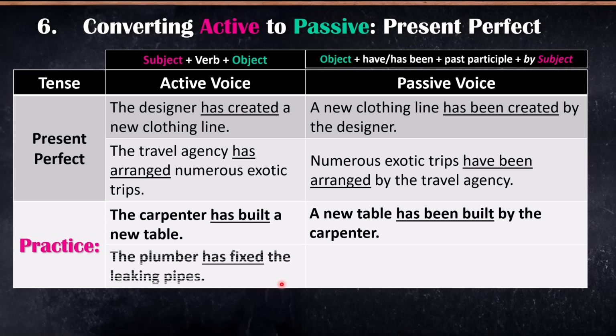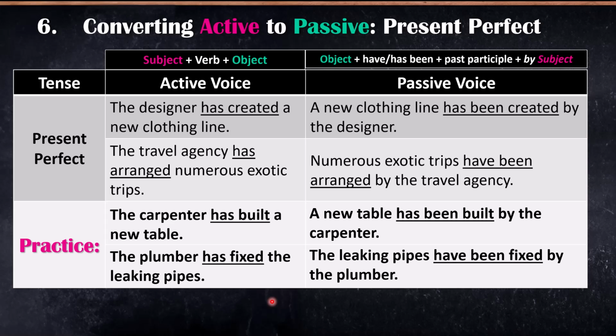And another example. The plumber has fixed the leaking pipes. Okay, once again, beginning with the object, the leaking pipes have been fixed by the plumber. Again, in this example, we use have because pipes is plural, so we need a plural verb.